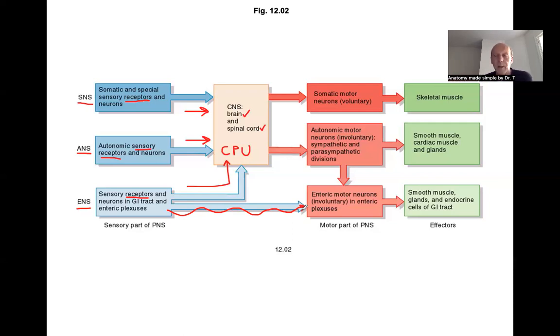It is happening automatically, autonomically, and it is the small and large intestine which locally determines the need to contract, to relax, and to move content further along the digestive tube. So that is the exception for which we have here a straight line.